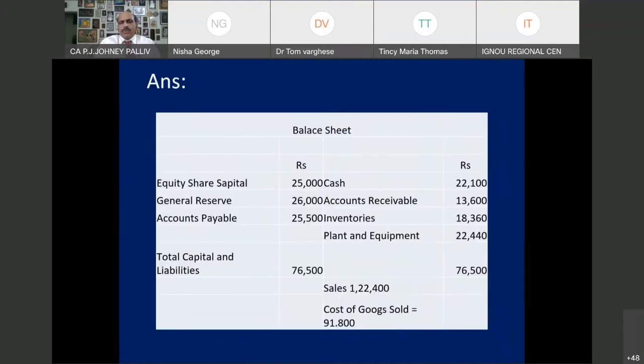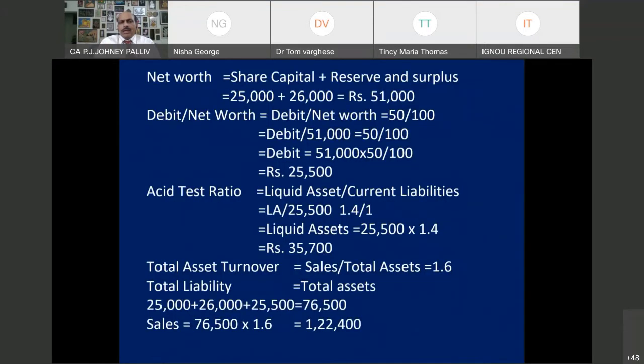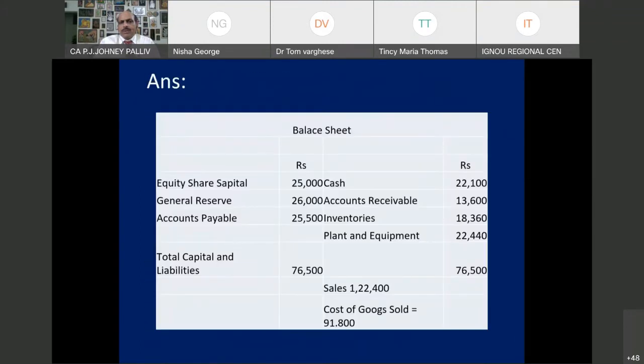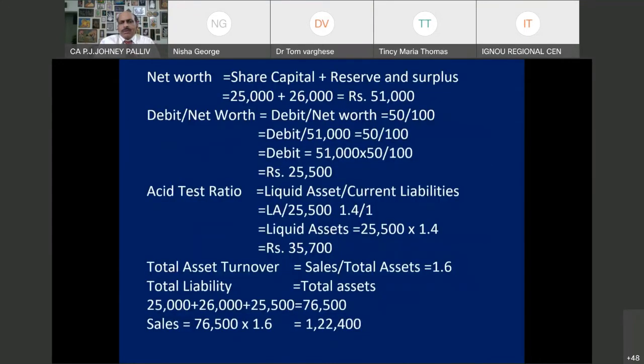So, LA divided by 25,500 is equal to 1.4 by 1. Therefore, liquid assets is equal to 25,500 into 1.4, that is equal to 35,700. So, liquid assets in the balance sheet, total liquid assets is 35,700. Let it be there.